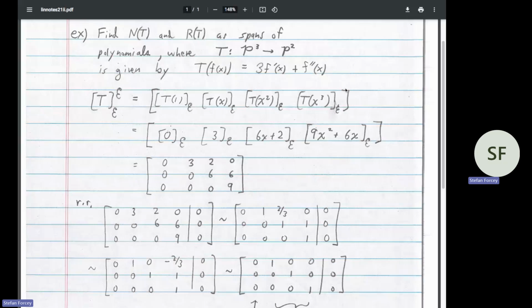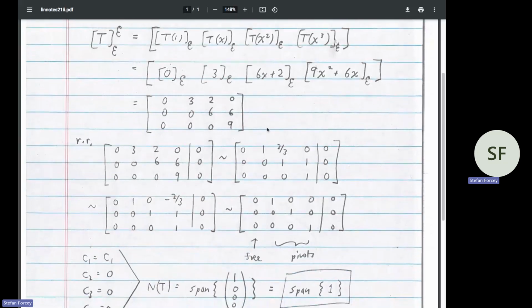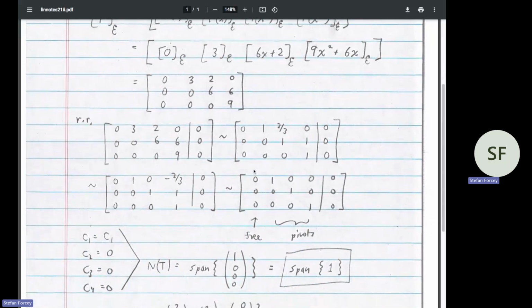So row reduction goes pretty fast. I just divided through by 3 on the first row, 6 on the second row, and 9 on the third row. Then I used the second row to get rid of that 2/3, so I'll get a negative 2/3 above the 1. And then I used the third row to get rid of both the 1 and the negative 2/3. So my reduced row echelon form just has a column of zeros, so that'll be free, and then 3 pivots.